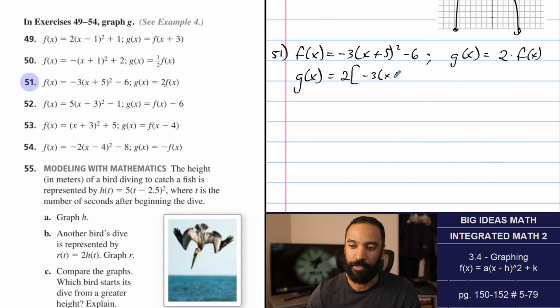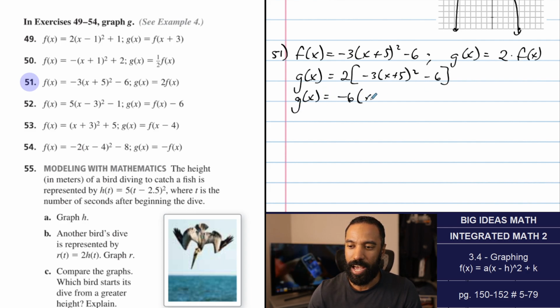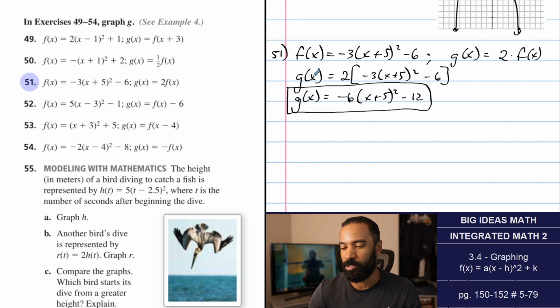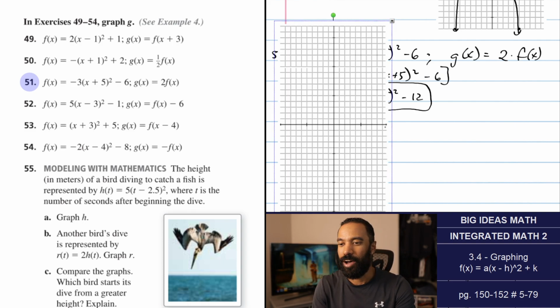We're going to double negative 3 times x plus 5 squared. We're going to double negative 6. So we go ahead and distribute that, and we get negative 6 times x plus 5 quantity squared minus 12. Good luck with me getting enough points for you guys. I'm only going to get 3 in total on this thing.